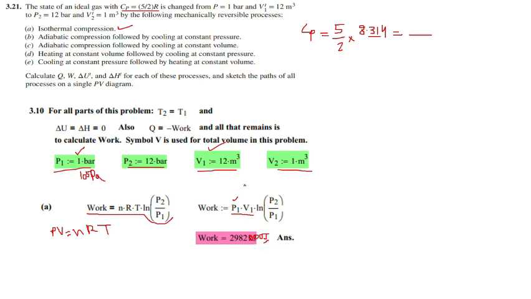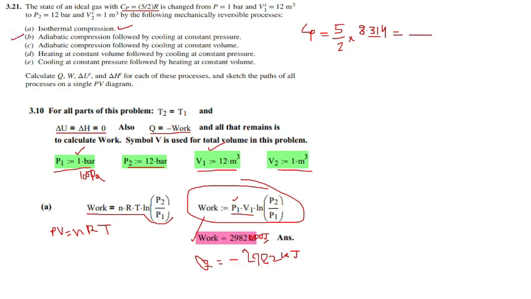V1 is 12 meter cube, log of P2, which is 12, divided by P1, which is 1. Just put the values, you will get the answer for the work. For isothermal process, delta U and delta H are equal to 0, while Q is equal to minus work. Work you have calculated, so Q will be equal to minus 2982 kilojoule. So this was the first step, the isothermal process.